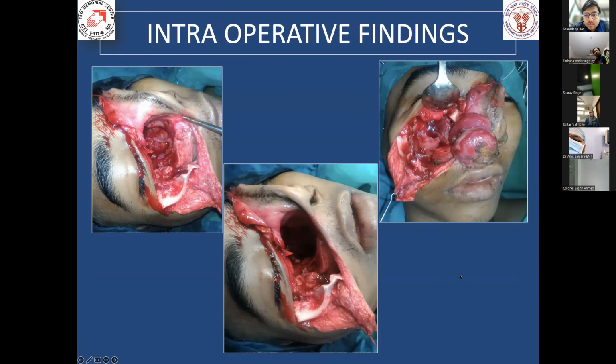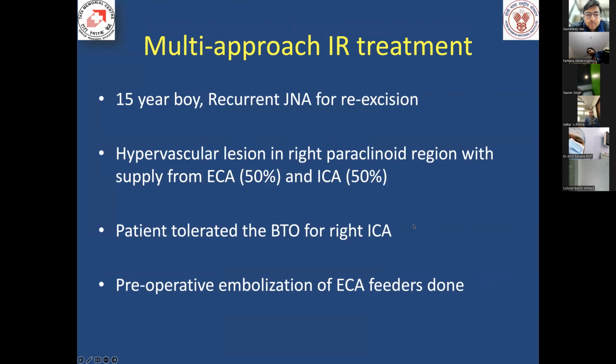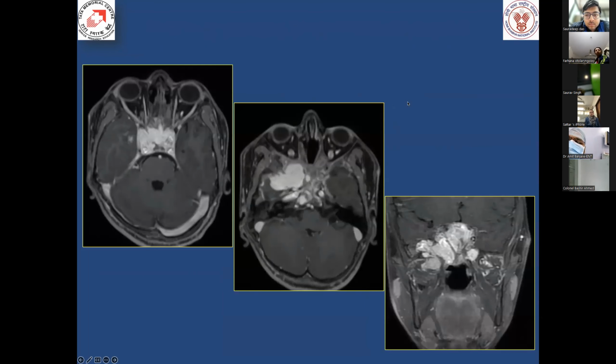So on MRI, it was extremely hypervascular. So the patient had just a bleeding of 500 cc. So another quick case where the multi-modality approach is taken.